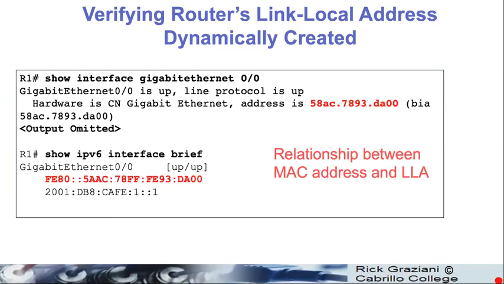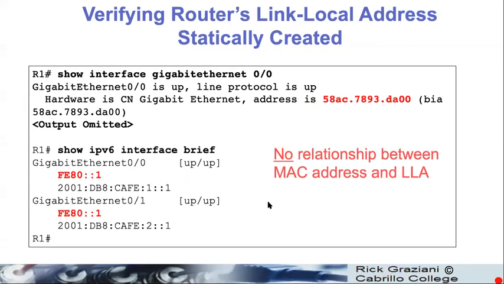On the router, we can do show interface gig 0/0 to look at the MAC address. And when I do show IPv6 interface brief, I see the link local address. Now, why am I showing the MAC address? Because by default, Cisco IOS will use the MAC address and EUI-64 to dynamically, automatically create its link local address. Okay, so we can see the relationship here between the MAC address and the link local address.